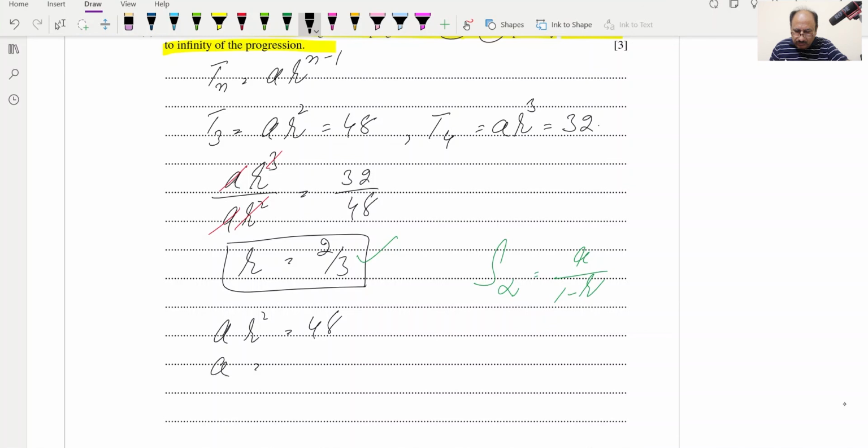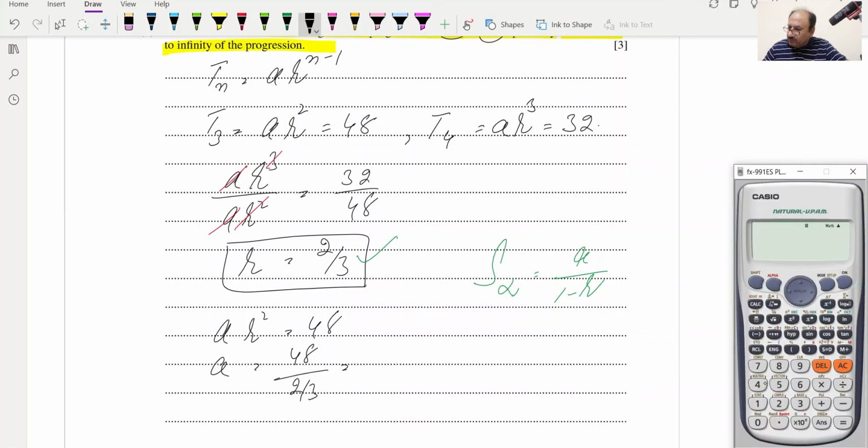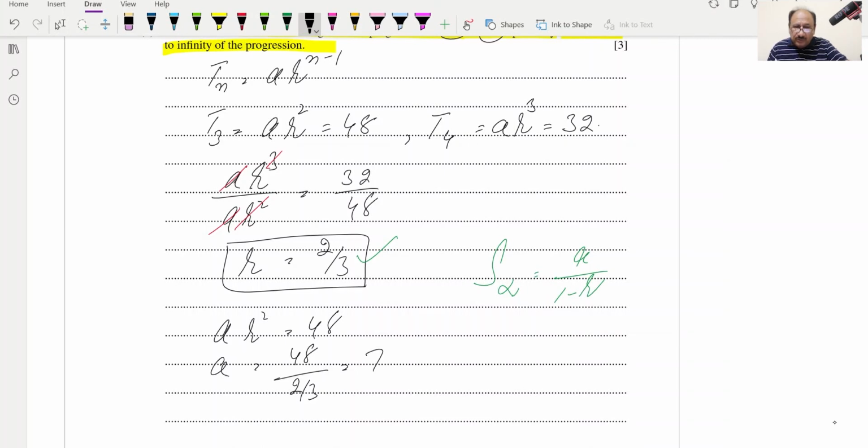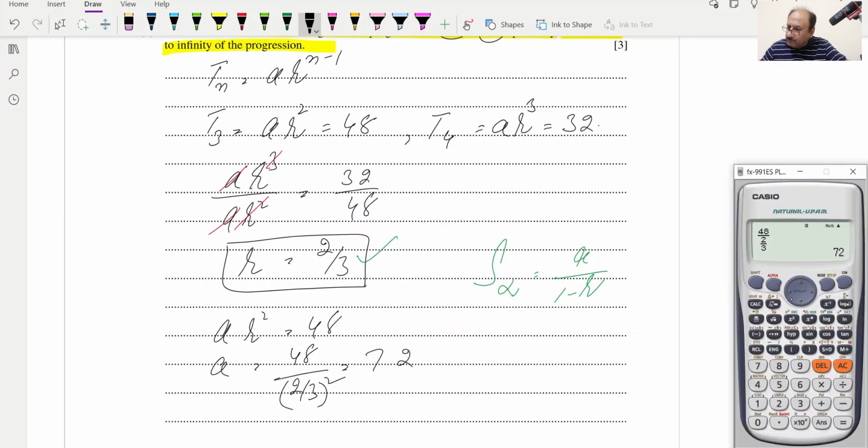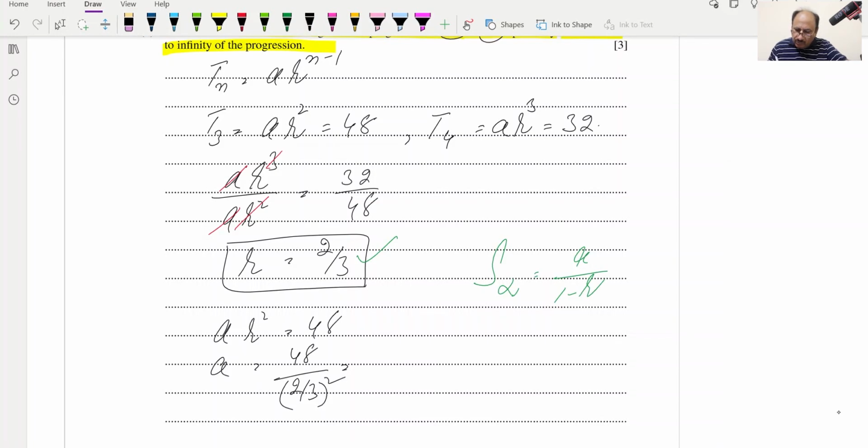So a is equal to 48 over 2 over 3. I'll rewrite, this will be 48 divided by 2 over 3, and this is equal to 72. Basically we missed the square, because r was squared also, so we put brackets and write the square also, and this is equal to 108. So this will be 108.